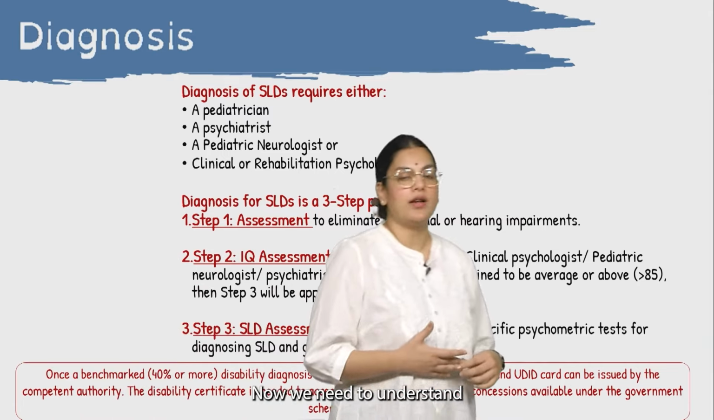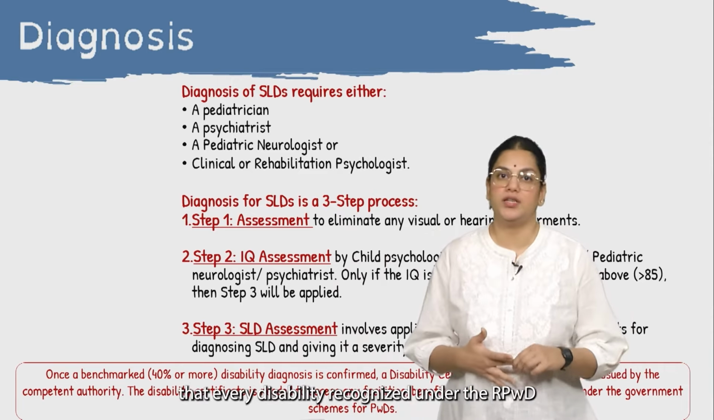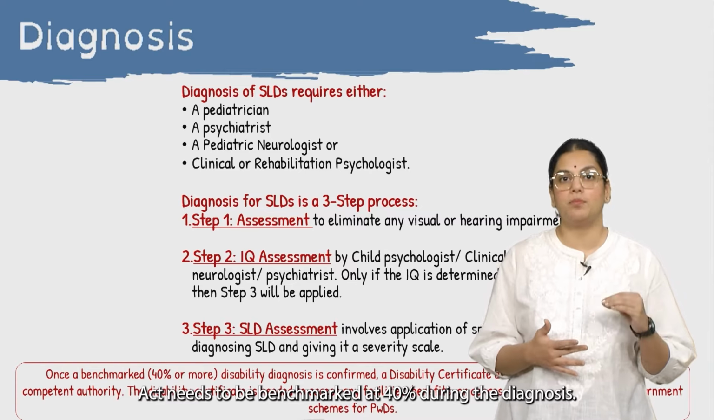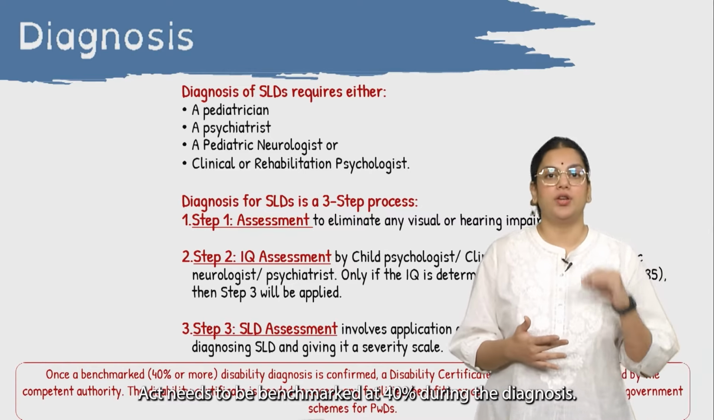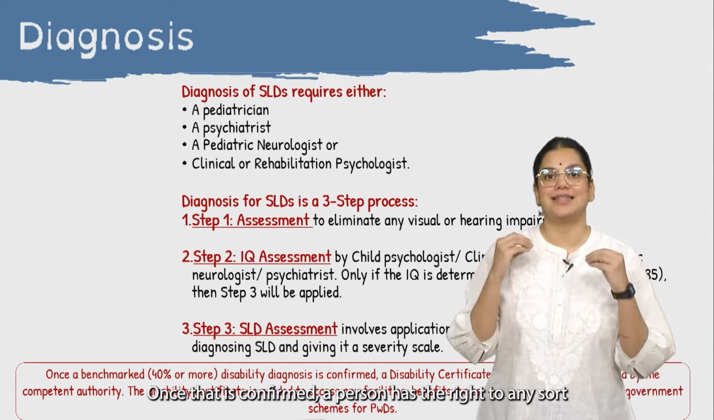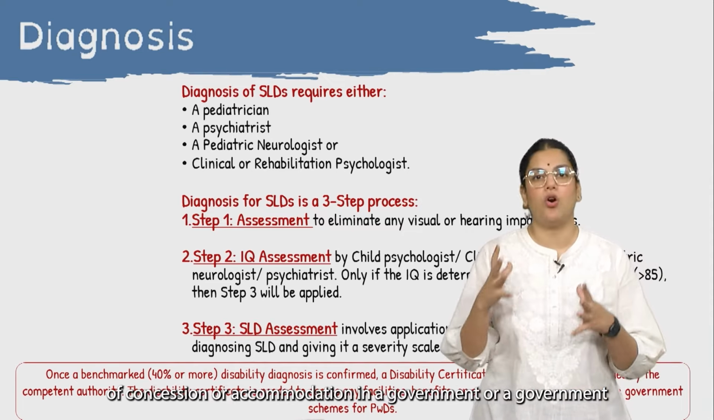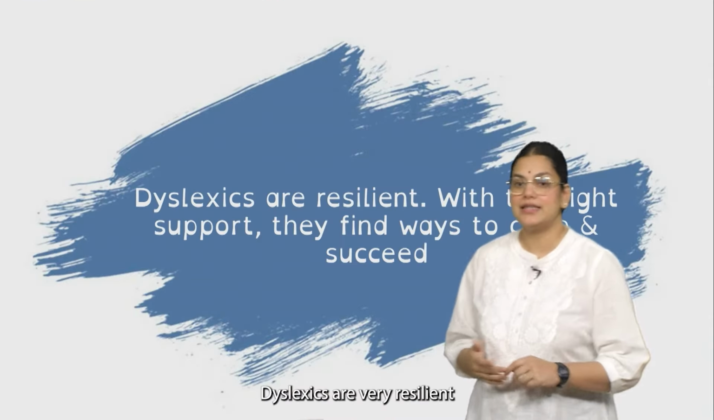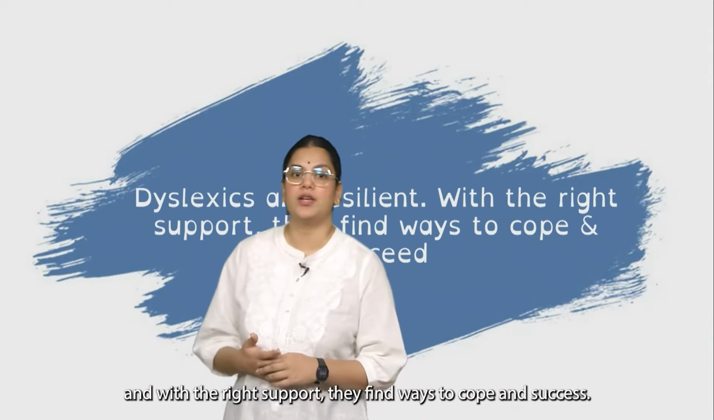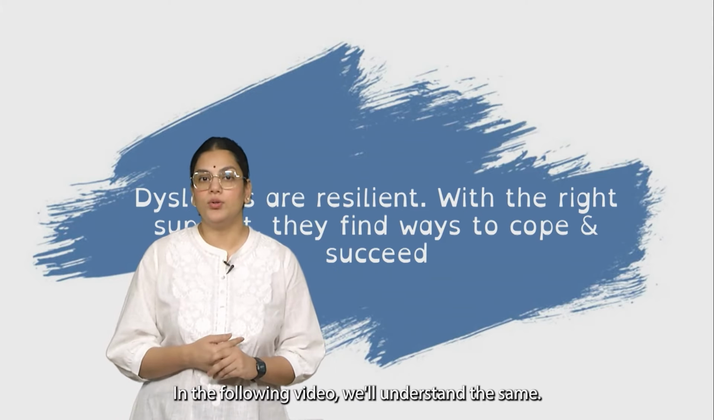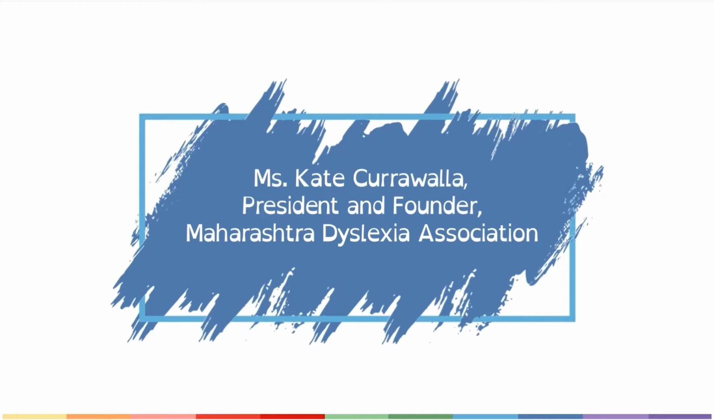Now we need to understand that every disability recognized under the RPWD Act needs to be benchmarked at 40% during the diagnosis. Once that is confirmed, a person has the right to any sort of concession or accommodation in a government or a government-aided institute. Dyslexics are very resilient, and with the right support they find ways to cope and succeed. In the following video, we'll understand the same.